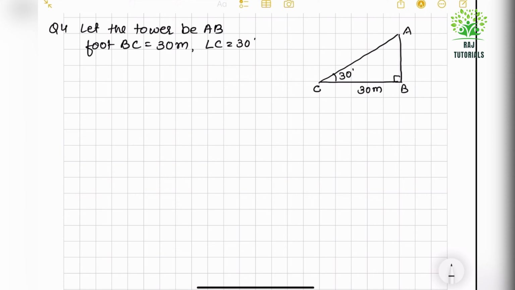So can I say tan 30 will be equal to AB upon BC. So tan 30 means 1 by root 3 equal to AB, which I don't know, upon BC, which is 30. So therefore AB will be 30 by root 3.